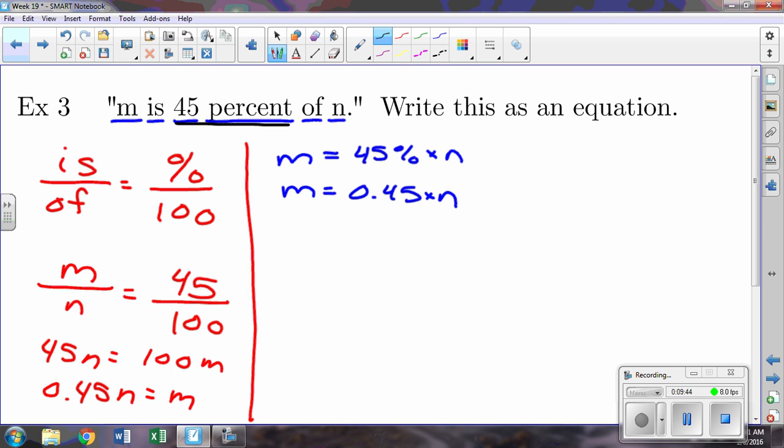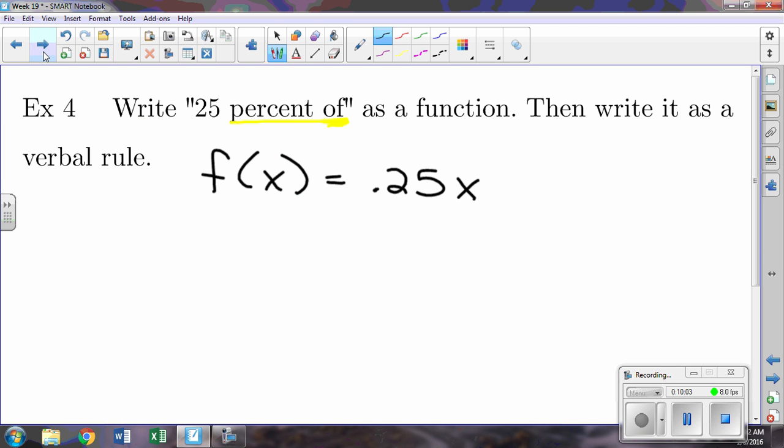45% of n we had written as 0.45n. Please note the similar structure. 45% of was just a way of saying multiply by 0.45. And for our function notation, this 25% of is telling us 0.25 multiplied by something. Since we're looking at a function, it'll be 0.25 times the argument, our input.